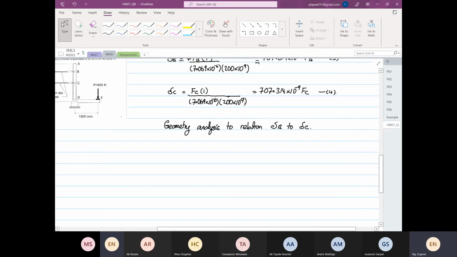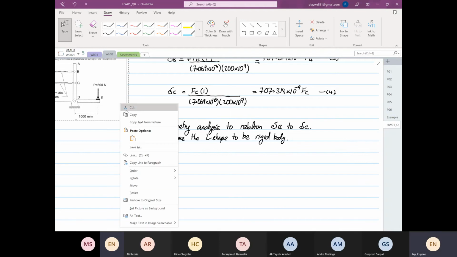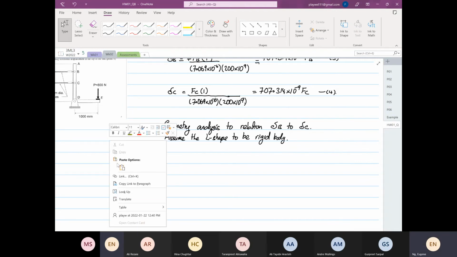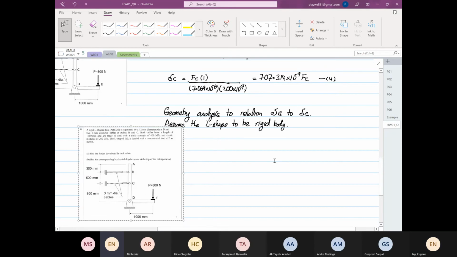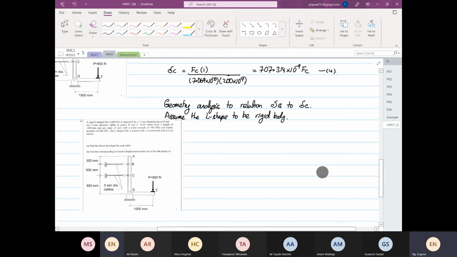So we know that the L shape, we're going to assume the L shape to be rigid body. Right? We are going to make that assumption. Okay, so the assumption is the L shape is a rigid body. Okay, so I'm going to now sketch this out.